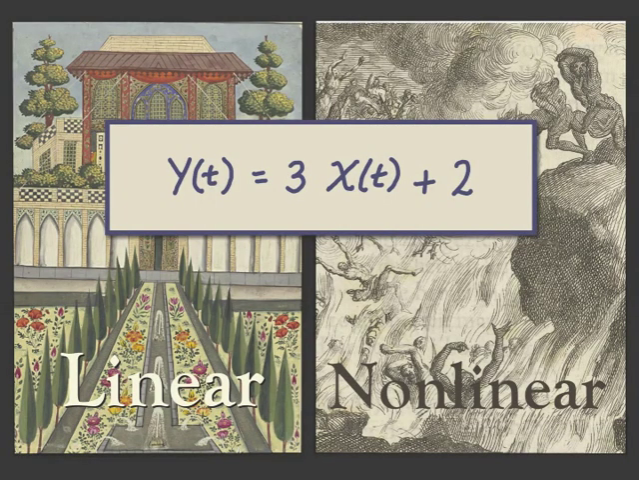In this presentation, I want to discuss one particular kind of system that sort of straddles the line between linear and nonlinear systems. To best understand this, let's consider an example. So our example is y of t is 3x of t plus 2. Is this system linear or nonlinear?